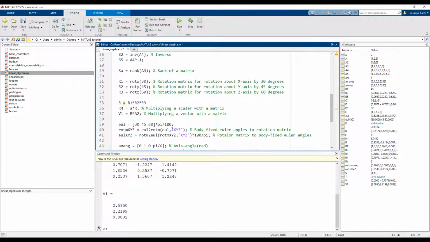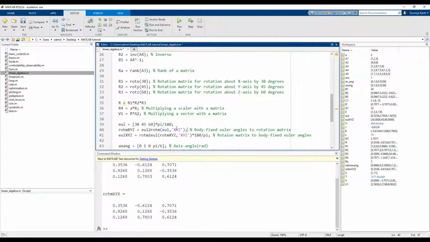And then you do XYZ to mention what is the order of rotation. And if I now run it, you can see this is the one, and it actually exactly matches with this one. You can see the previous R.